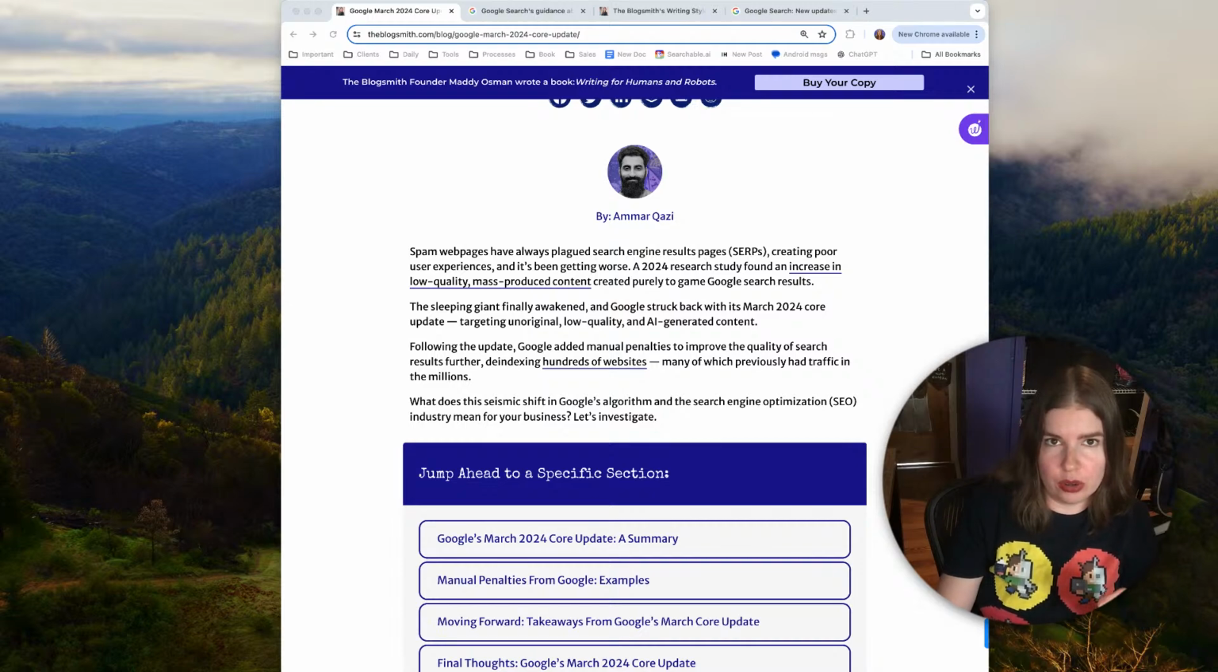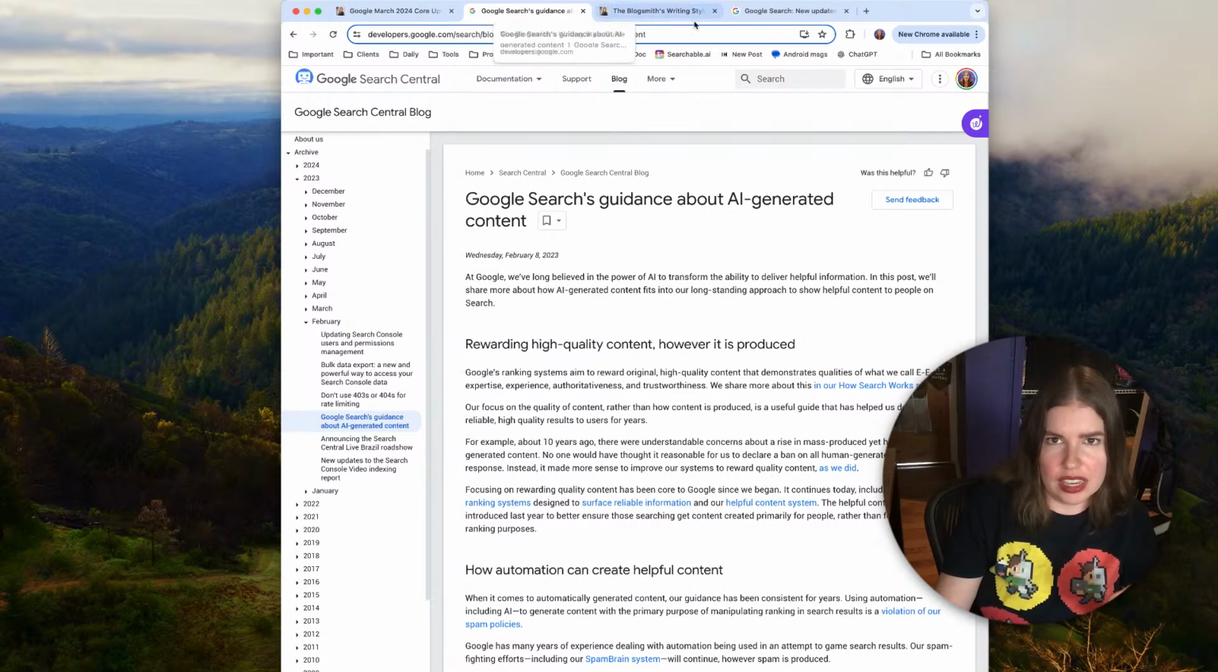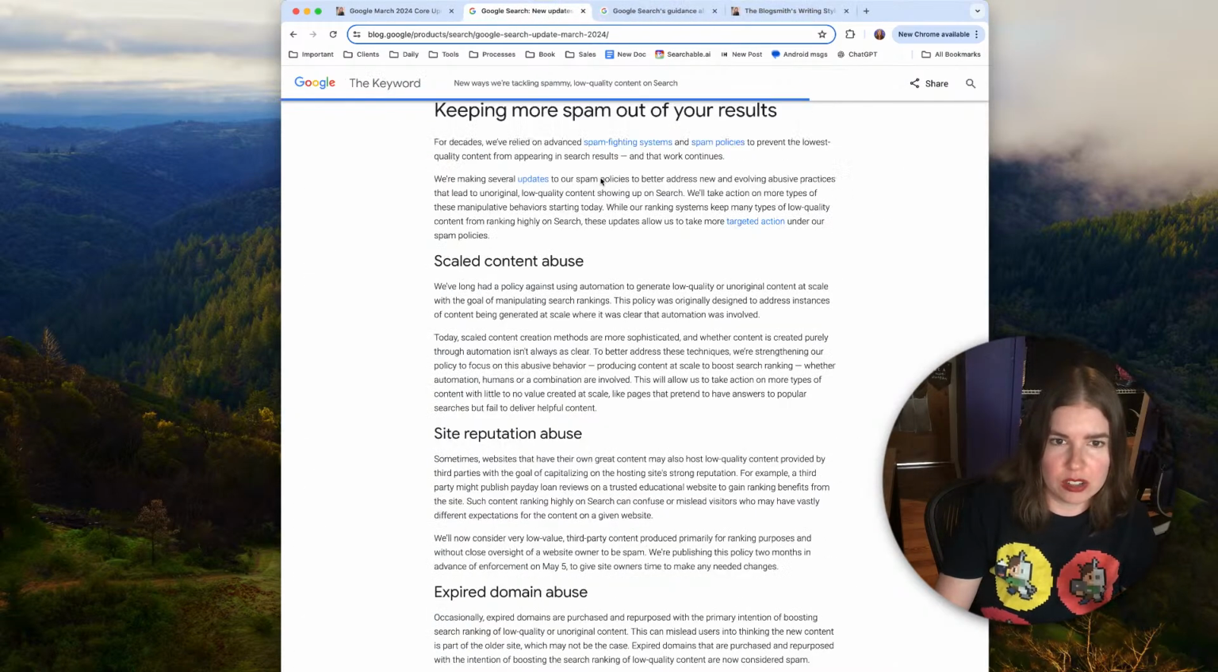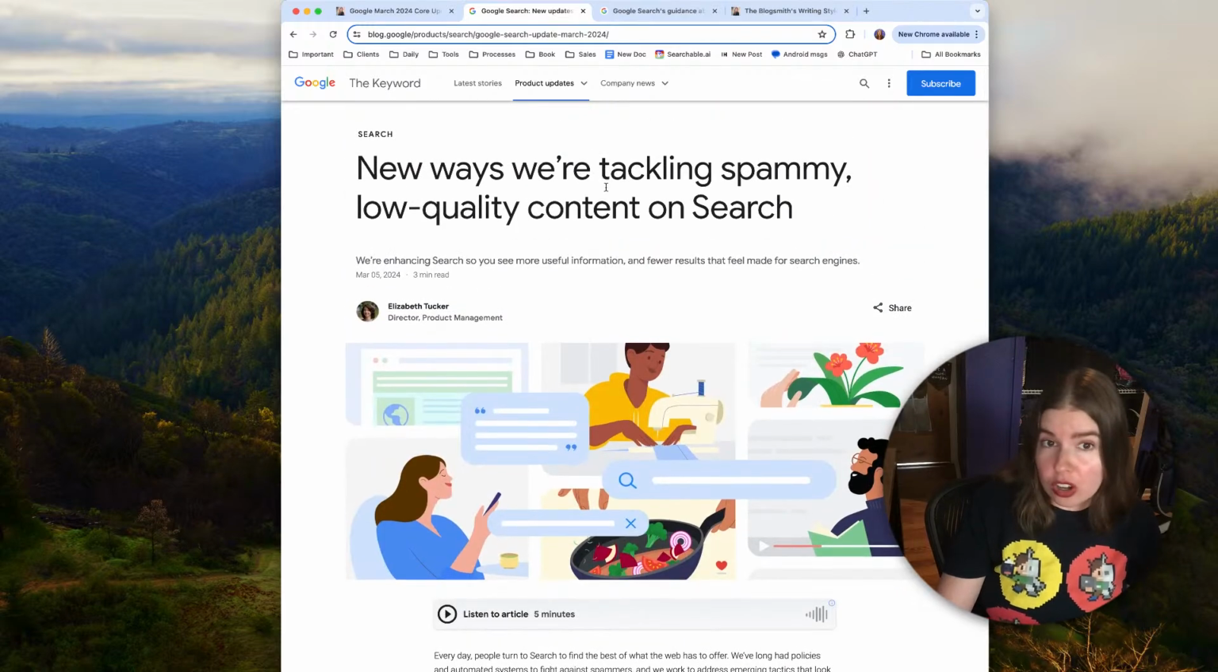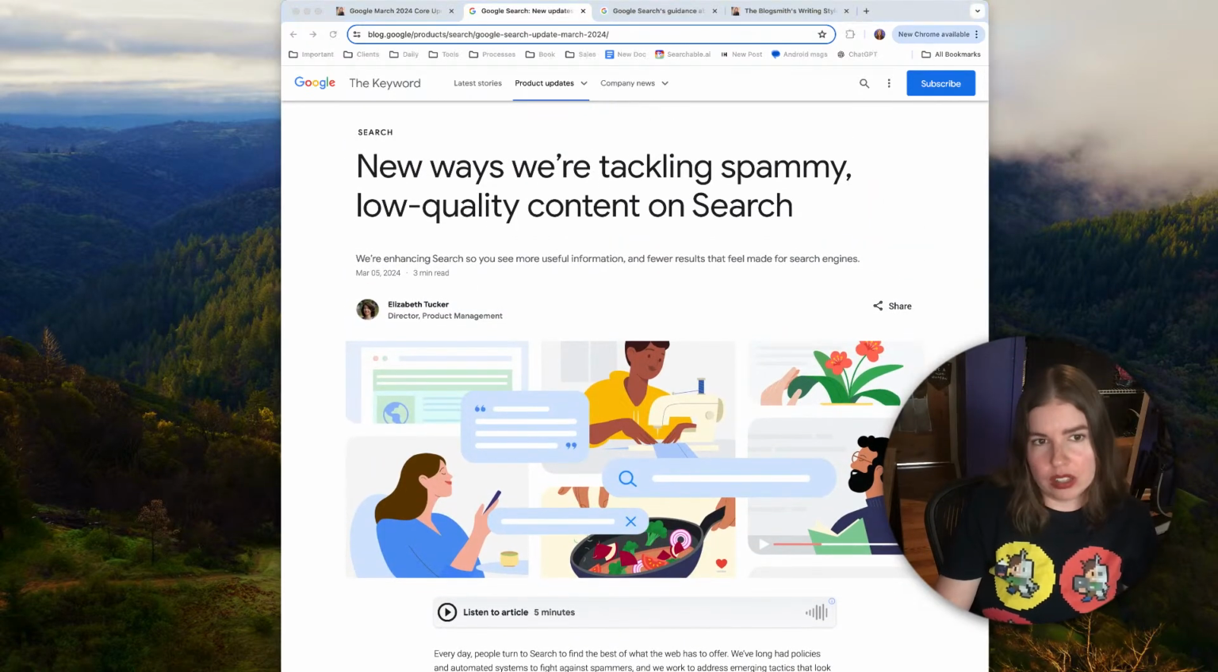So I'm going to show you something else that I would say is worth reading. Actually, this one first, which is from Google. This is something that we consulted to put this resource together, something we've consulted to understand the best approach to dealing with this algorithm update.